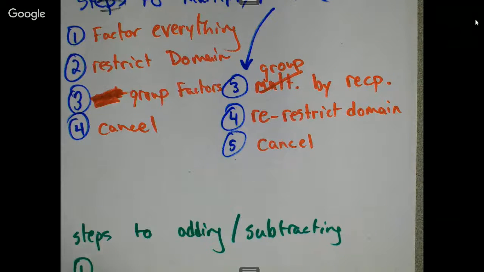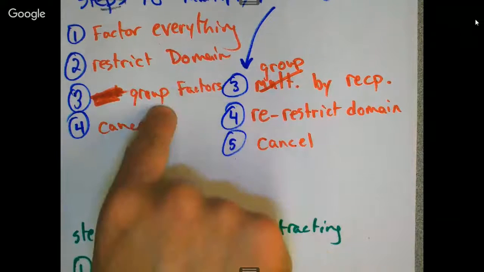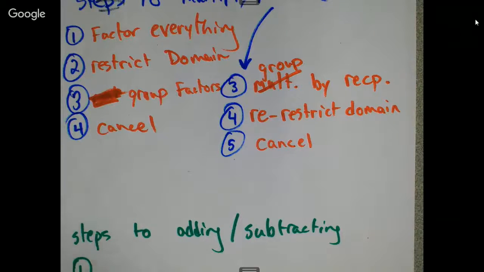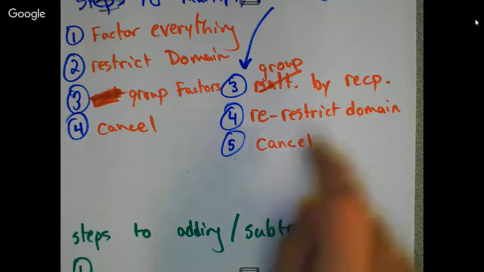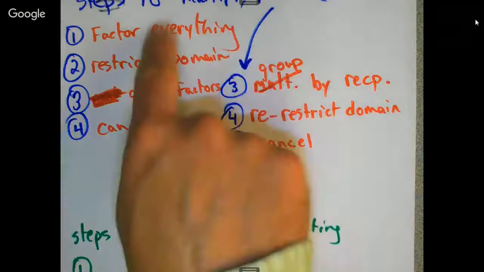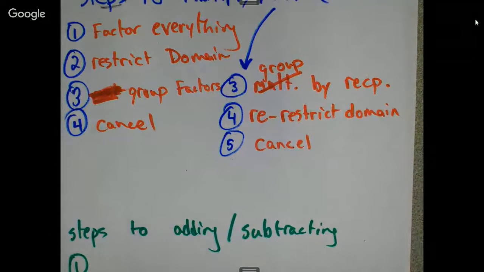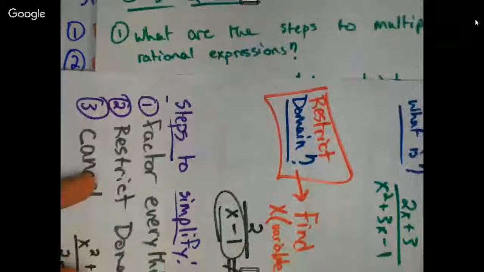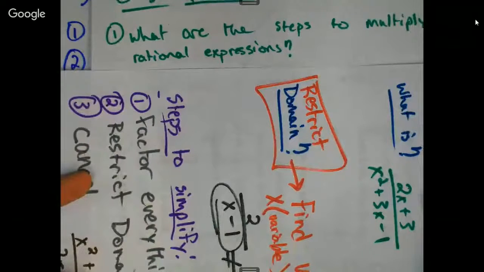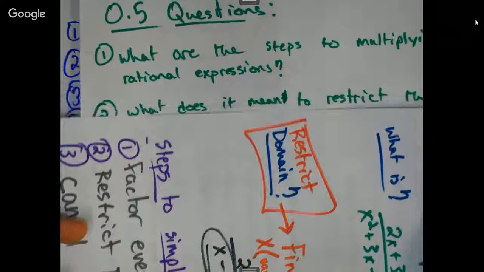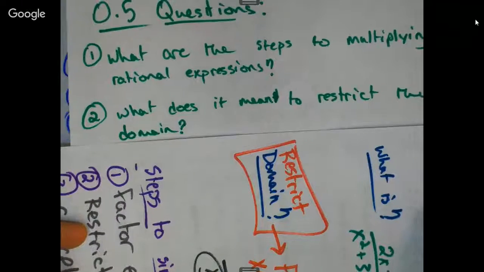So again, factor everything, restrict the domain, group factors, cancel, because we multiply straight across, so we don't actually want to FOIL all of that out. And then if we divide, we'll factor everything, restrict the domain, group or multiply by the reciprocal, restrict the domain, and then cancel. So one of your questions here is, what are the steps to multiplying a rational expression? Another question is, what does it mean to restrict the domain? All right, moving on.